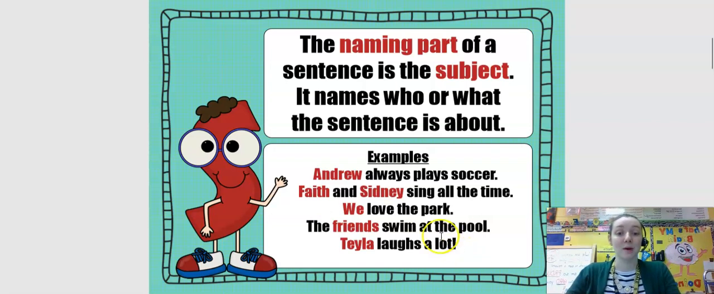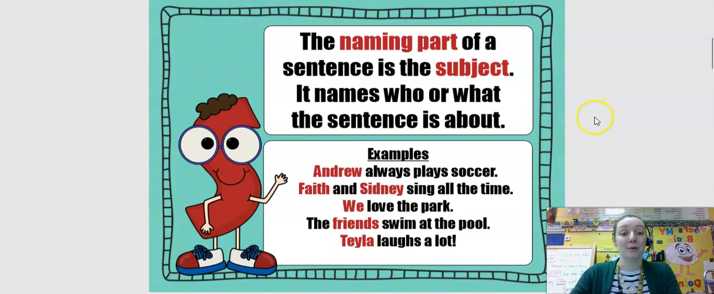The friends swim at the pool. The friends is the subject of the sentence because it names who or what the sentence is about. Taylor laughs a lot. Taylor is the subject of the sentence because she is who or what the sentence is about. So that's the subject. Remember, the subject is the naming part, who or what the sentence is about.